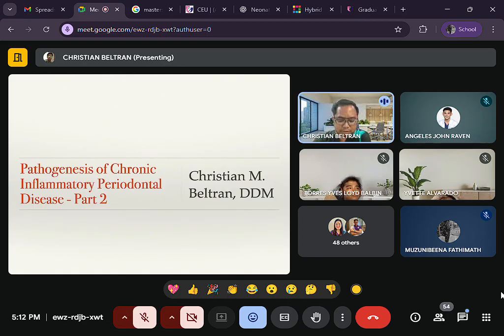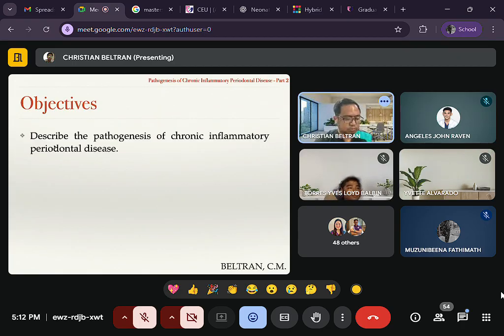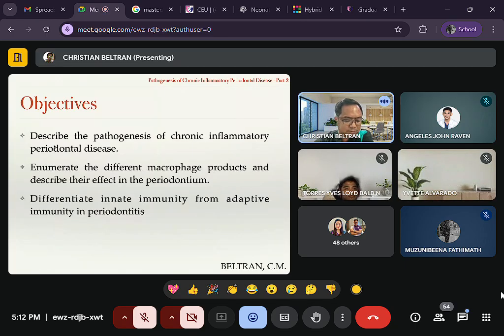this is pathogenesis of chronic inflammatory periodontal disease, second part. Okay. Objective of the lecture the following. We have described the pathogenesis of chronic inflammatory periodontal disease, then enumerate the different macrophage products and describe their effect in the periodontium, and differentiate innate immunity from adaptive immunity in periodontitis. So by the end of this lecture, you should know the difference between the innate immunity and adaptive immunity.